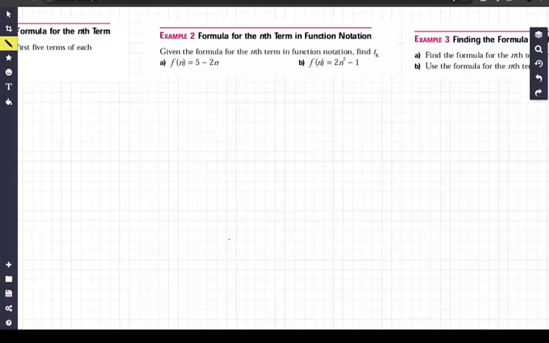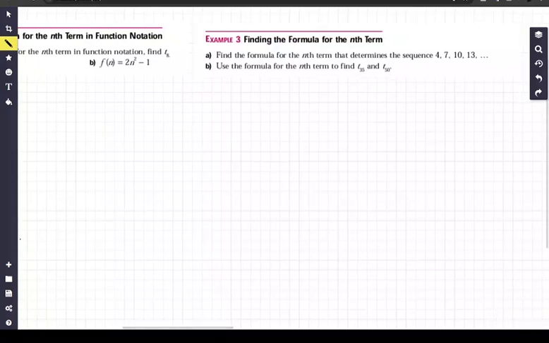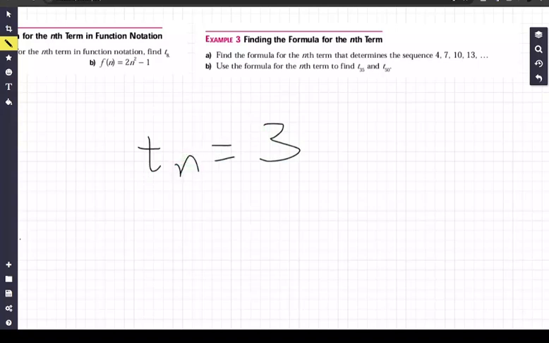I'm saying it's a really easy unit. Our first class only has 3 questions, less than like 5 minutes. So we're going to find the formula for the nth term that determines the sequence 4, 7, 10, 13. Now we are the ones to find the formula. We can easily tell that we're increasing by 3 every time. So let's write out Tn: we're going to increase by 3 every time.